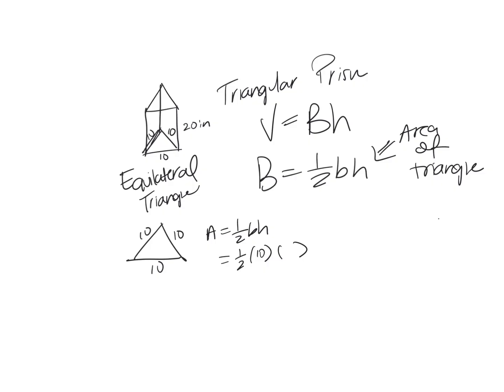No, because the sides that are 10 are slanted. Height always connects the highest point to the base with a perpendicular line. Height is perpendicular to the base. The height must be perpendicular to the base. So the height is unknown here. We don't know what the height is. We've got to figure it out.